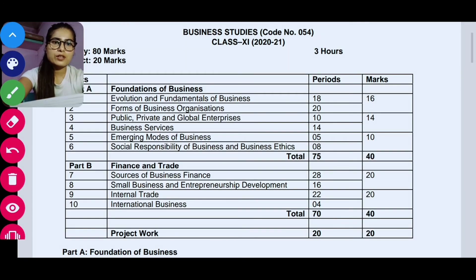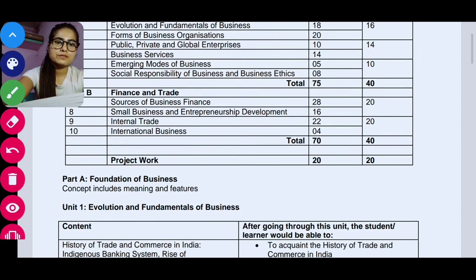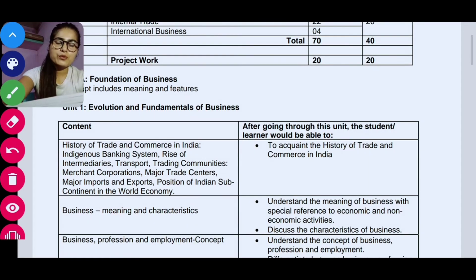So now this is for class 11 business studies, and as you can see, this is the marks distribution. The chapter names are the same, but a few chapters from those units are taken away, so I'm going to discuss it. You have 20 marks from project, and the rest 80 from all the other chapters. So let's move forward. From unit 1, that is Evolution and Fundamentals of Business, everything is needed as earlier.